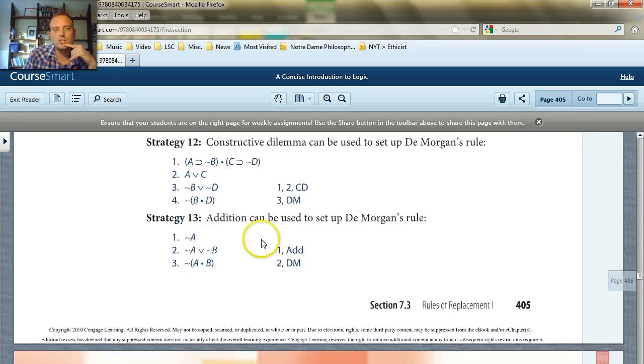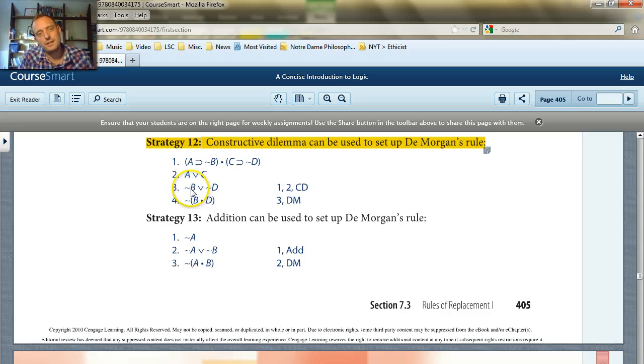Let's see, here's strategy 12. A constructive dilemma can be used to set up a DeMorgan's rule. Take a look here. Here's a constructive dilemma, right? You have A then not B, and C then not D. You have A or C, which means you must have not B or not D, right? This can set up a DeMorgan's, because I can pull out that parentheses, change the sign, and I get this.